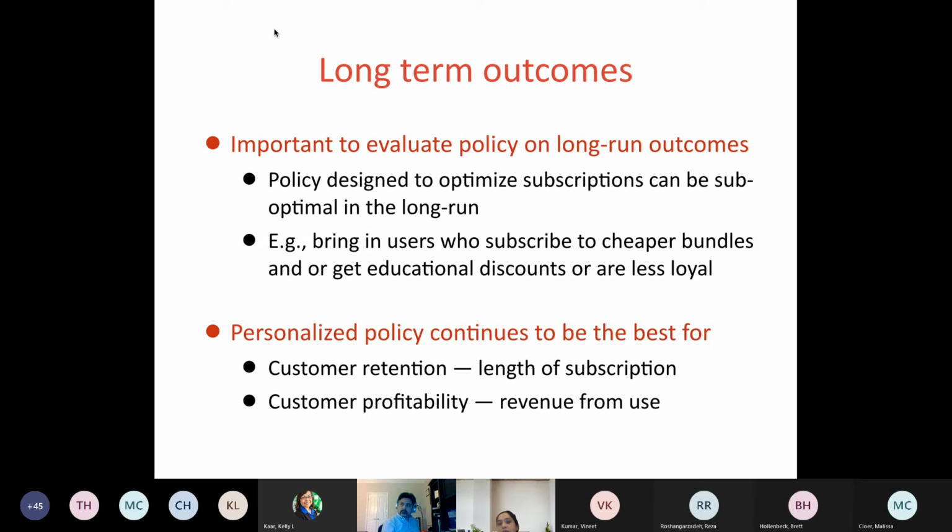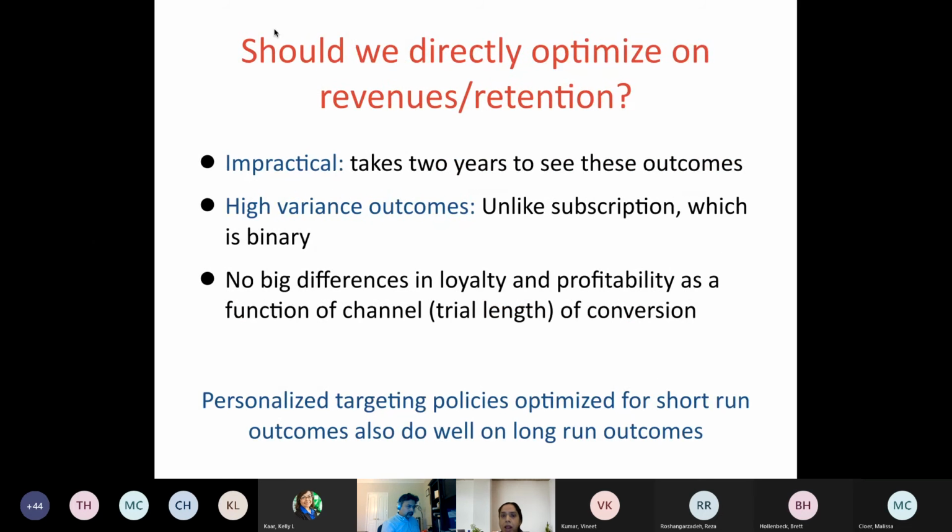So what we do is we evaluate, again, with the same IPS evaluation, the policy that we came up with on the long-run outcome variables. And I find that both customer retention and profitability for the personalized policy are still positive and still higher than the other uniform policies. So that's good. We see that we actually do pretty well, and there are pretty good gains from using this policy optimized on short-run outcomes on long-run outcomes.